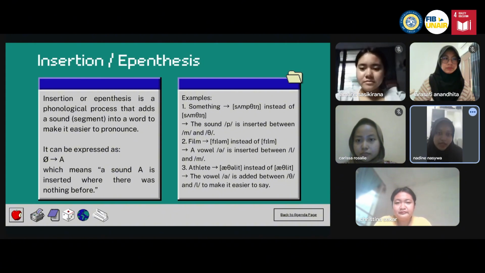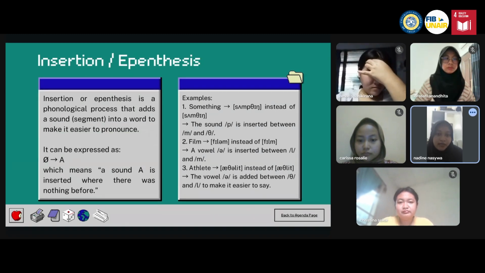Here I will explain about insertions, or also called appendices. Insertion, or appendices, is a phonological process where we add an extra sound into a word to make it easier to pronounce. It usually happens when two sounds are difficult to say together, so we insert another sound between them to make the pronunciation smoother. It can be expressed as zero becomes A, which means a sound is inserted where there was nothing before.